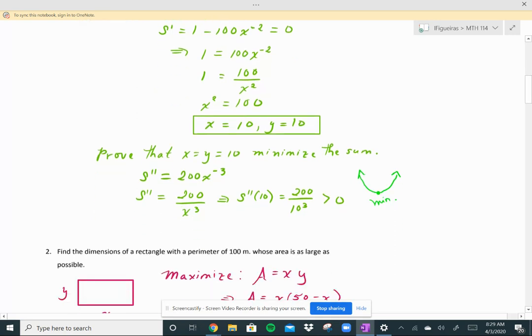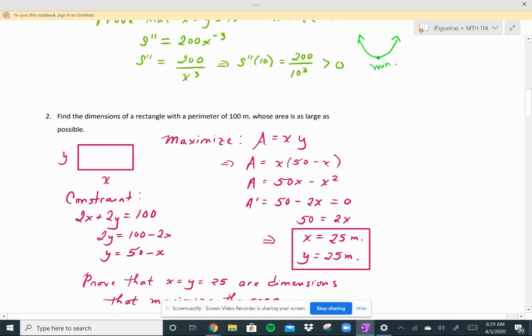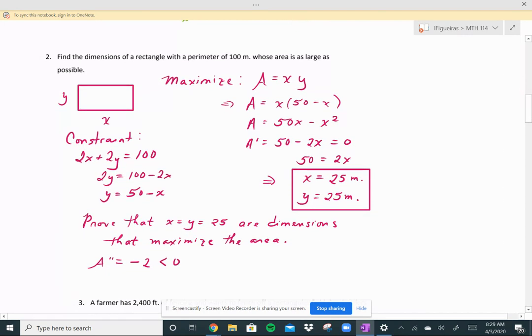Okay, let's do another. We want to find the dimensions of a rectangle with a perimeter of 100 whose area is as large as possible. So the perimeter is the constraint. You're told that the perimeter is equal to 100. And because we want an area that's as large as possible, we want to maximize area equal to x times y.